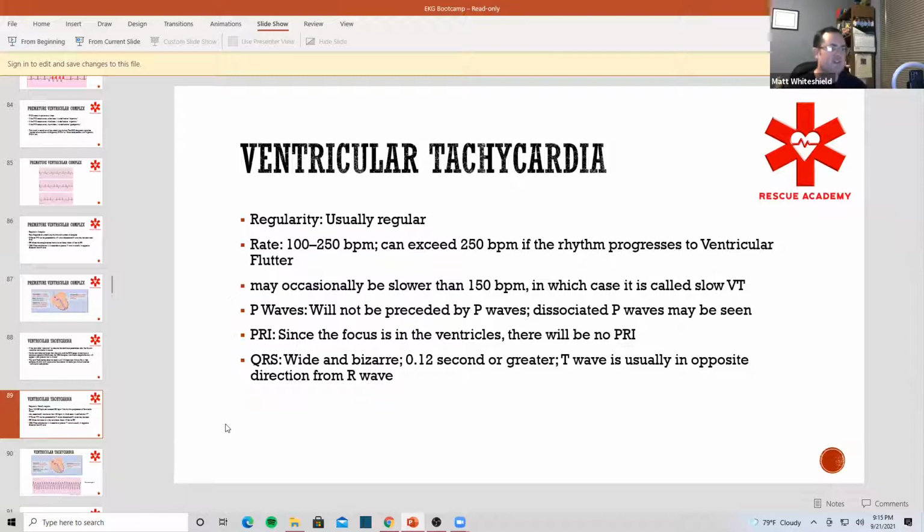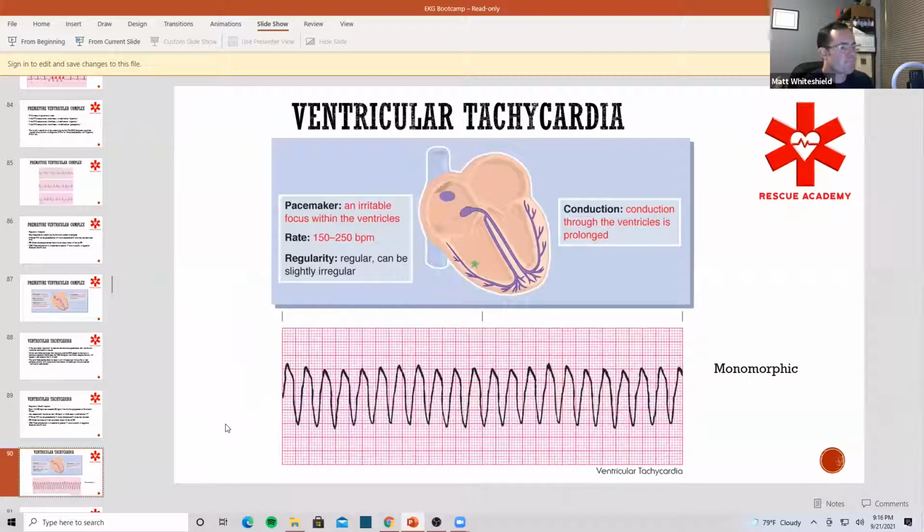It says QRS complexes will not be preceded by P waves. Dissociated P waves can be seen. You're not going to technically know it's a P wave, okay? Because there are no P waves. It's originating in the ventricles. There's no PRI, right? We know that these QRS complexes are considered wide. All right. Vtac.